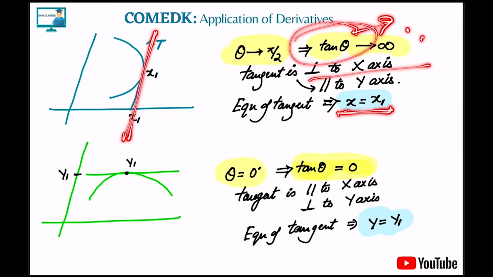X equal to x1. And when the slope is 0 degrees, in that case scenario, what?